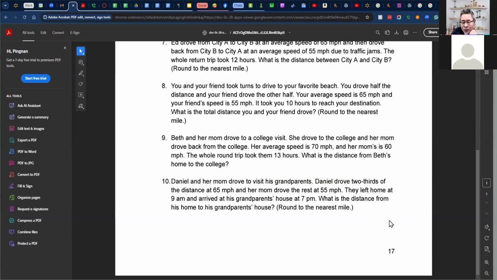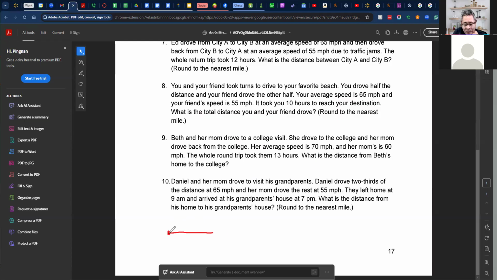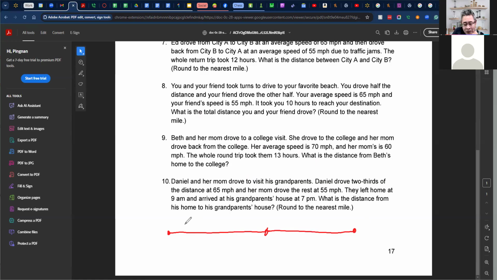Well, it's close to that, but we can do more accurate. And so in this case, we got half and half. You got half, your friend got half. So you drove at 65 miles per hour and your friend drove at 55 miles per hour.